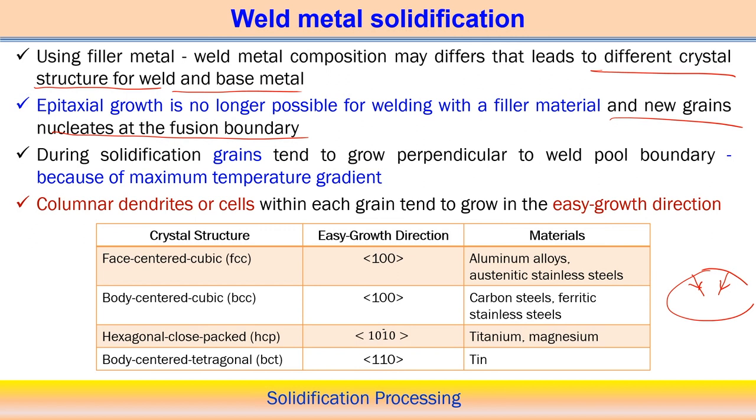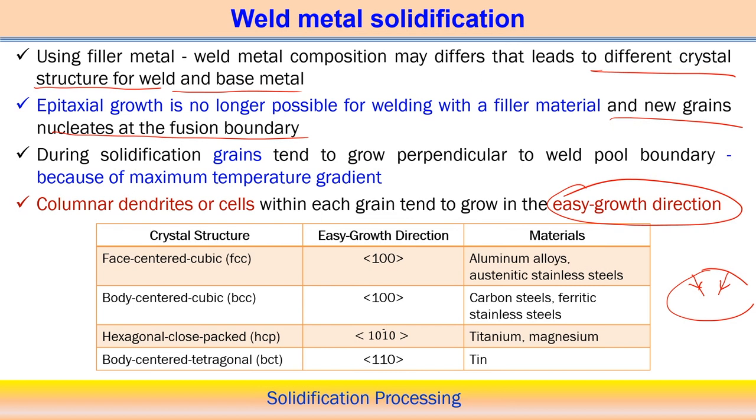Along with this, columnar dendrites also tend to grow in the easy growth direction. The easy growth direction depends upon the crystal structure. So both are important here: one is the easy growth direction in which the grain tries to grow, and at the same time we need to look at where the maximum temperature gradient exists. Along this direction the columnar grain will try to grow.